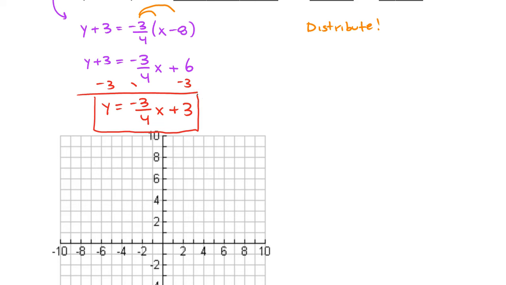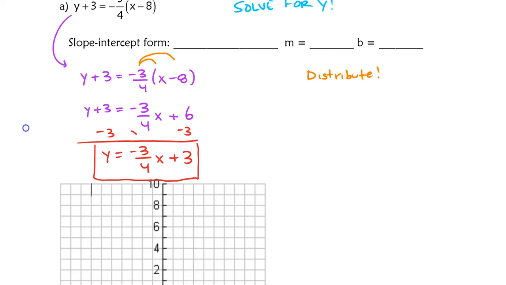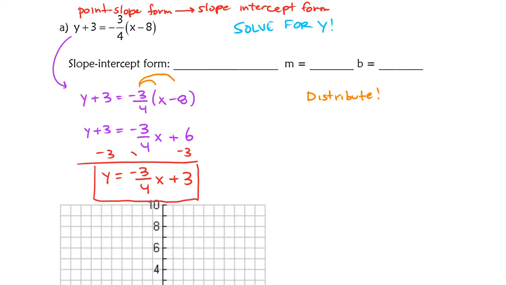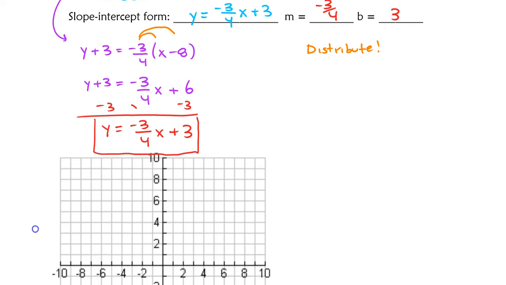And now I can go ahead and graph in slope intercept form. So I'm going to go back up here and fill this in. So in slope intercept form, this equation, after I solve for y, now looks like this. Y equals negative 3/4 x plus 3. So our slope here is negative 3/4, and our y-intercept, the b value, is positive 3. So let's go ahead. We're going to practice this one more time. Let's go ahead and graph in slope intercept form.